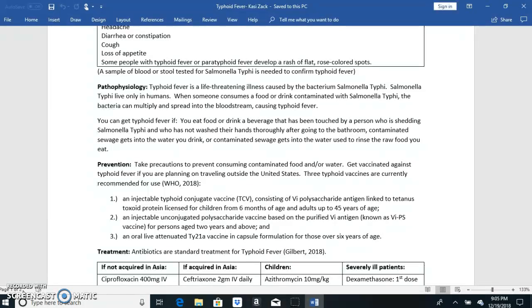And then for prevention, you would take precautions to prevent consuming contaminated food and or water. But there are also vaccinations available against typhoid fever if you're planning on traveling outside of the United States. There are currently 3 typhoid vaccines that are recommended according to WHO.